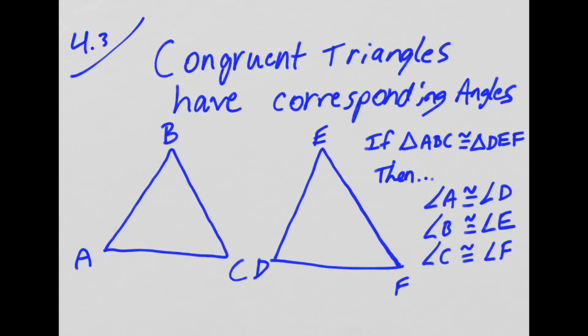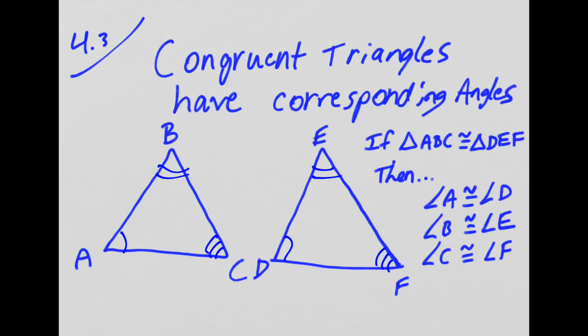In 4.3, we talked about congruent triangles. Congruent triangles have corresponding angles. So if triangle ABC is congruent to DEF, then the angles match up. Angle A is congruent to angle D. Angle B is congruent to angle E. And angle C is congruent to angle F.